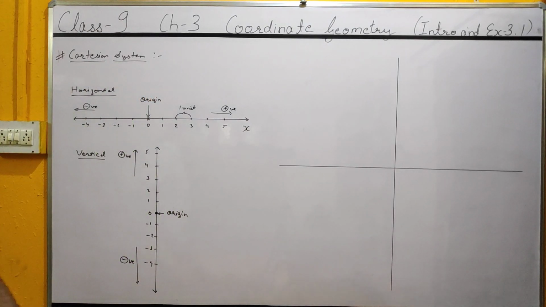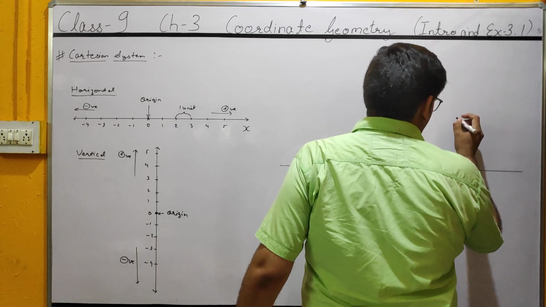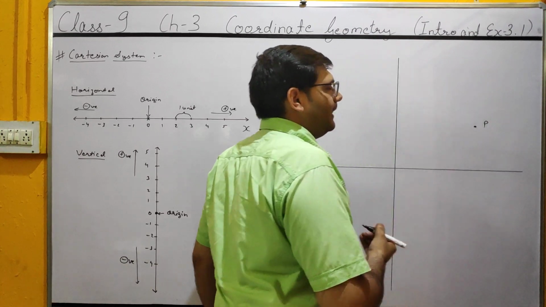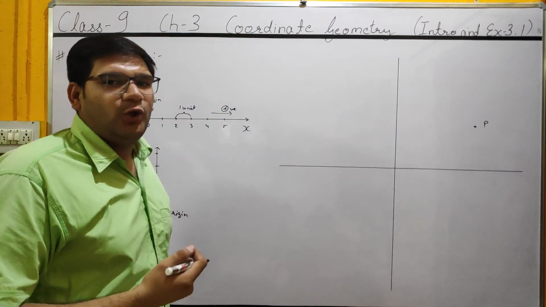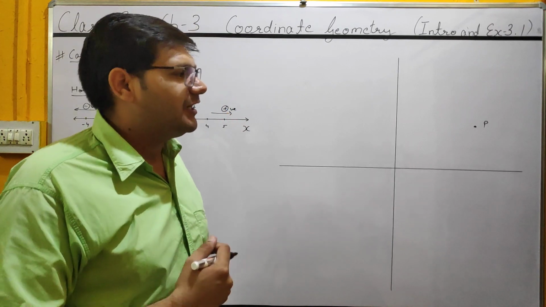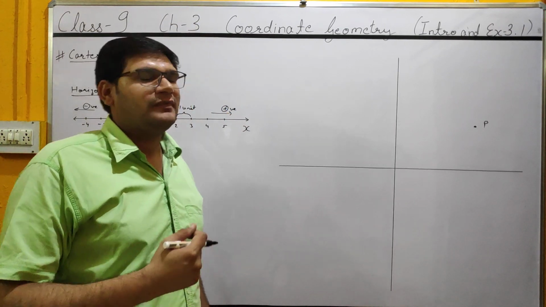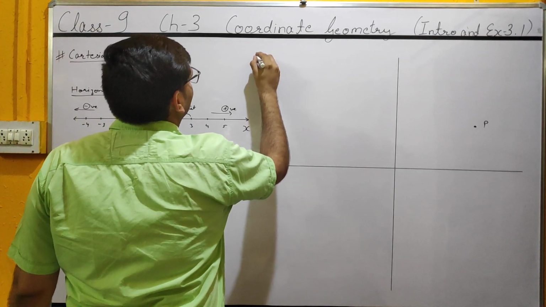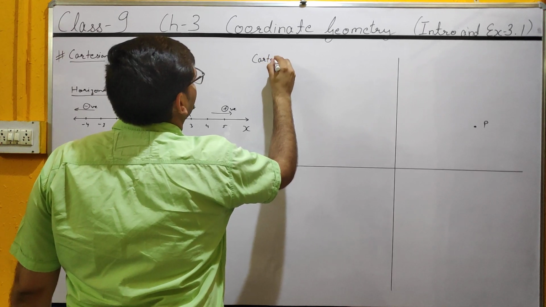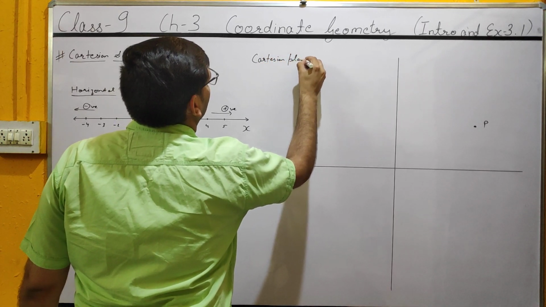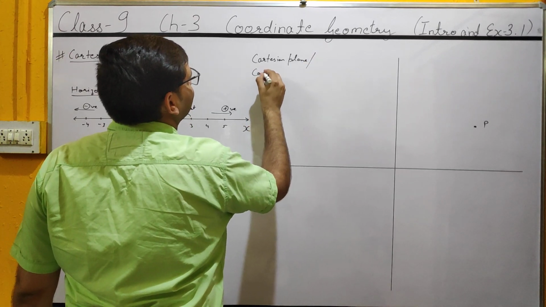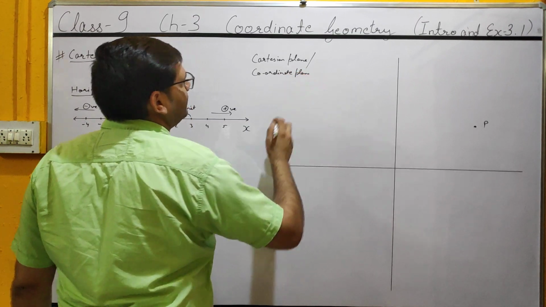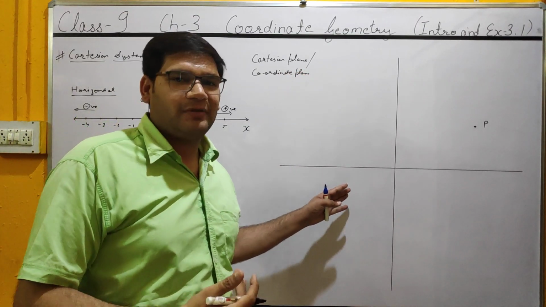Now, suppose we have a point, a single point, and let this point be point P. Now if we want to know the exact location of this point, for this we will require a Cartesian plane. And how is a Cartesian plane formed? Cartesian plane, or we will say coordinate plane, or XY axis plane you can say.